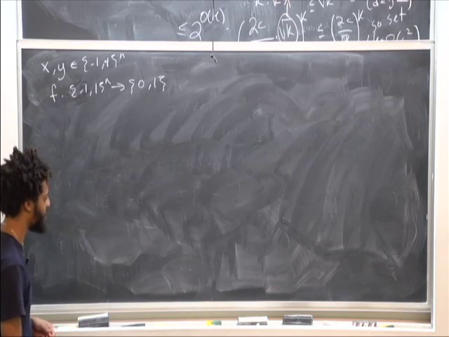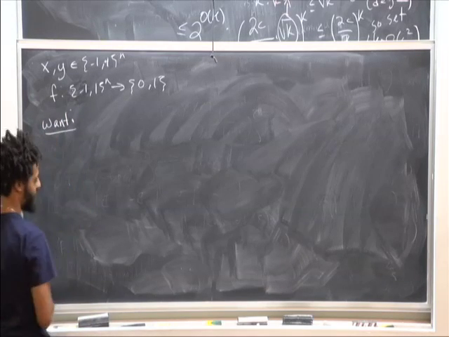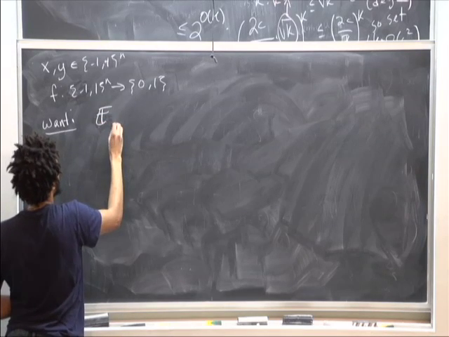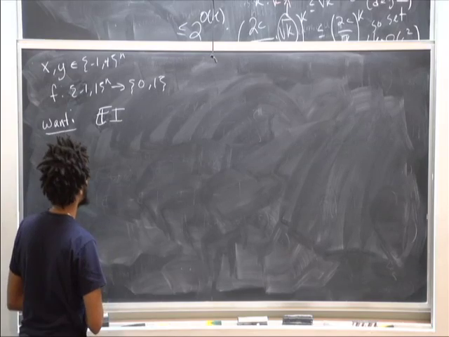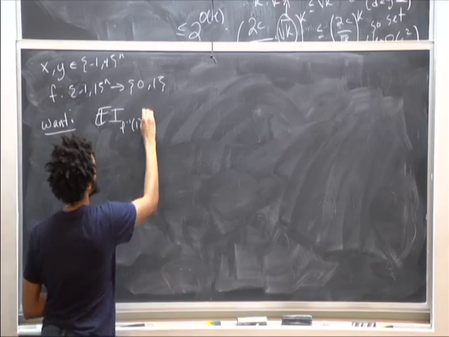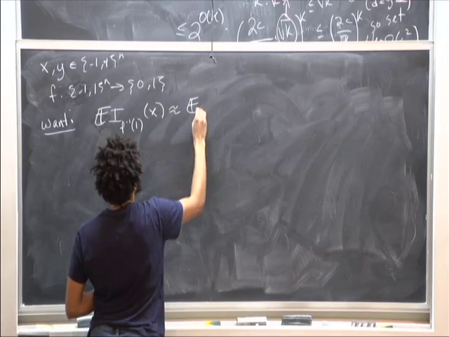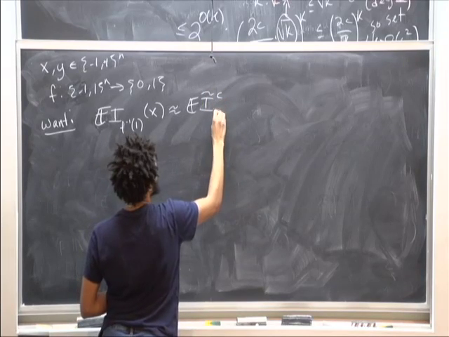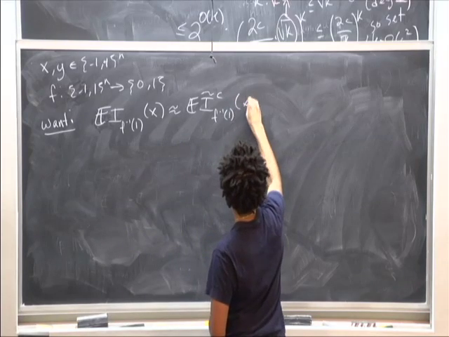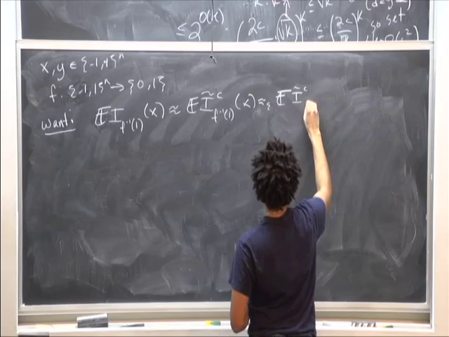So really what we want to show is that the expectation of the indicator function of the set f inverse of 1, which is a set in R^n, evaluated at x, is roughly the smooth version of that f inverse of 1 at x. You see what I'm saying, I guess. Why don't we do something like this?